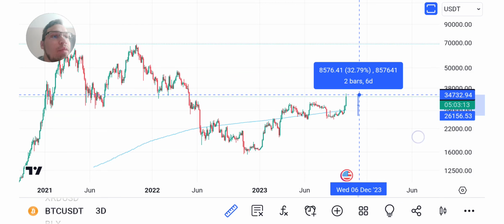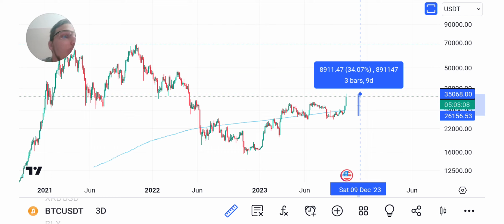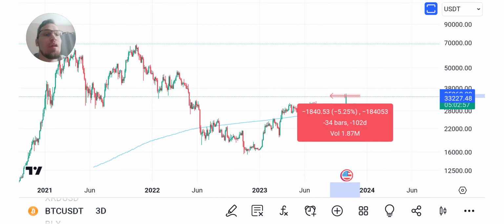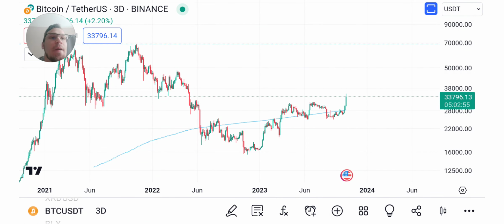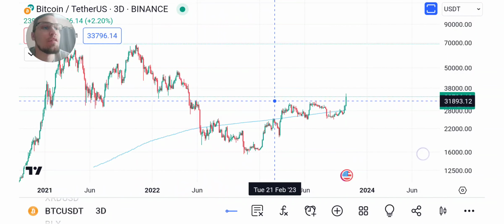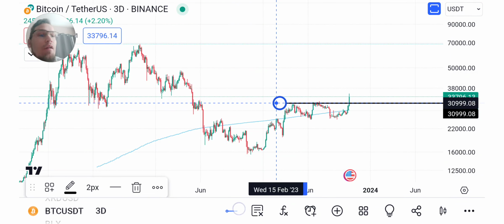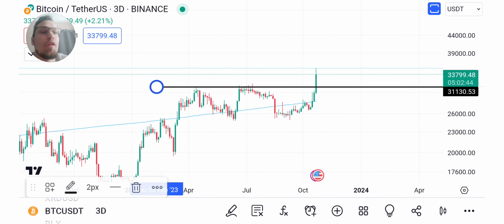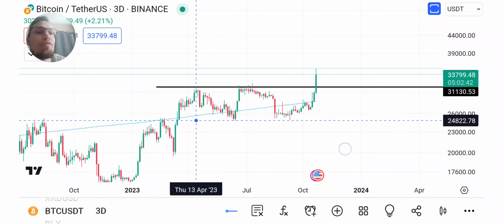Before we get into that, Bitcoin went up about 30%. That's about $9,000. Bitcoin went up $9,000 within about a week. So I think that's pretty amazing. So a lot of people are looking at this right here. We broke out, right?